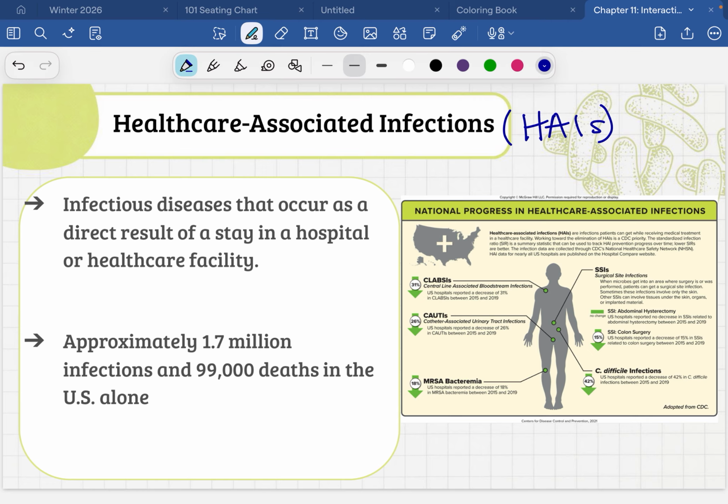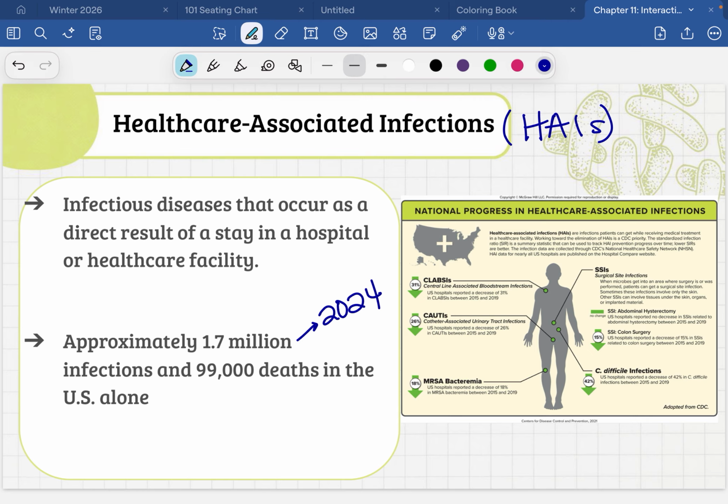And we don't have to necessarily know a lot about what's on this slide. I think it's just interesting or important to think about. And I looked these numbers up. This was in 2024. So I don't have the updated numbers for 2025 yet, but in 2024, there were approximately 1.7 million infections and 99,000 deaths, so almost 100,000 deaths in the US alone as a direct result of staying in a hospital. Which, I mean, makes sense.